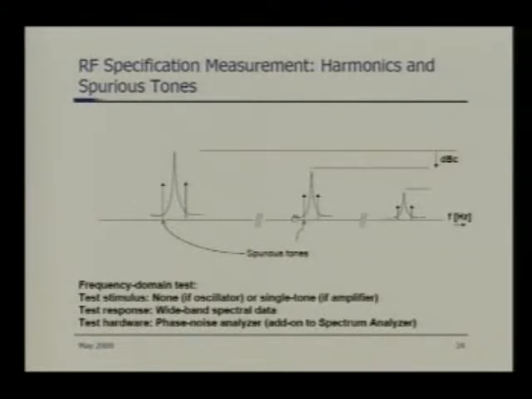Here, again, I'm showing the harmonics and spurs. So if this is the carrier, this is the 2F carrier, 2 times the carrier frequency, 3 times the carrier frequency over here. So all of these would be specified at the RF output. And here, in addition to the RF frequency output harmonics, I'm showing the spurious tones.